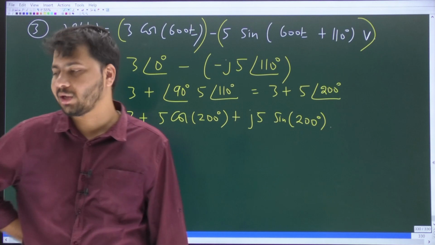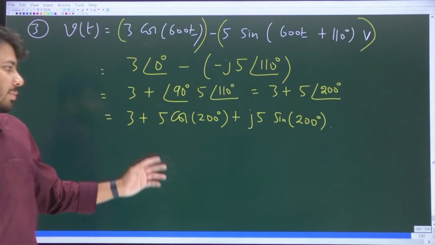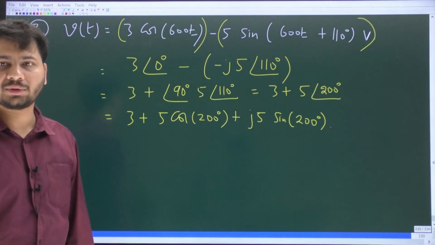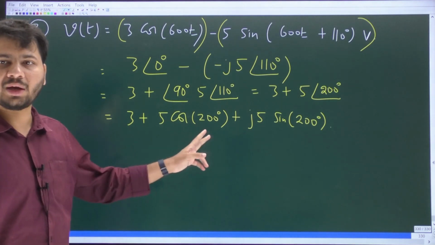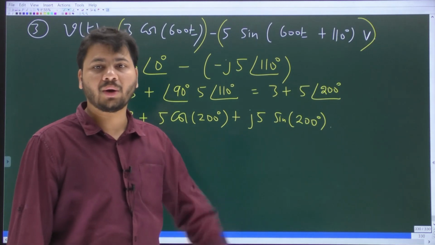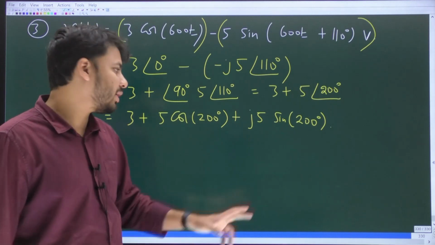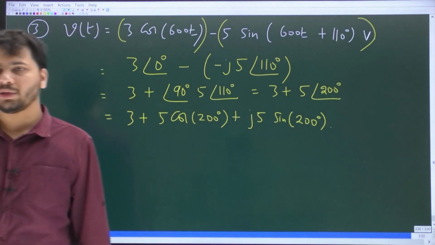Can someone please tell me the answer? At least you tell me what is the value of 3 plus 5 cos 200 degrees, and also what is the value of 5 sin 200 degrees. 3 plus 5 cos 200 degrees is going to be the real part. 5 sin 200 degrees will be the imaginary part. Please tell me.